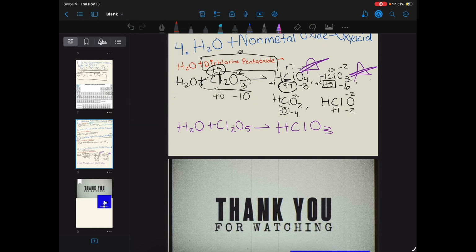And then we can also never ever forget the balancing here. So what would that be? The easiest way is just 2 on the right side there, so that way the hydrogens, oxygens, and the chlorines all balance with each other.